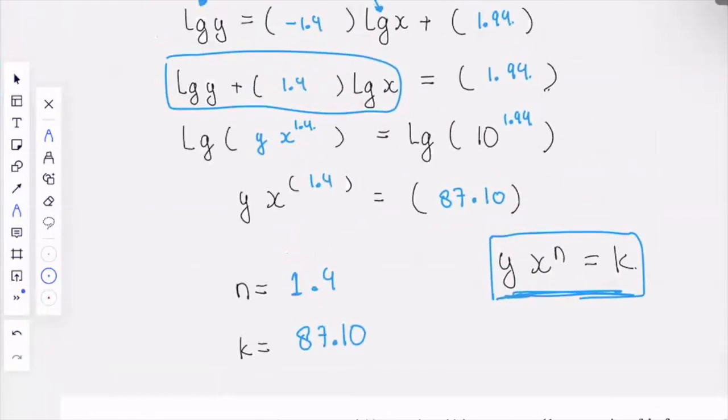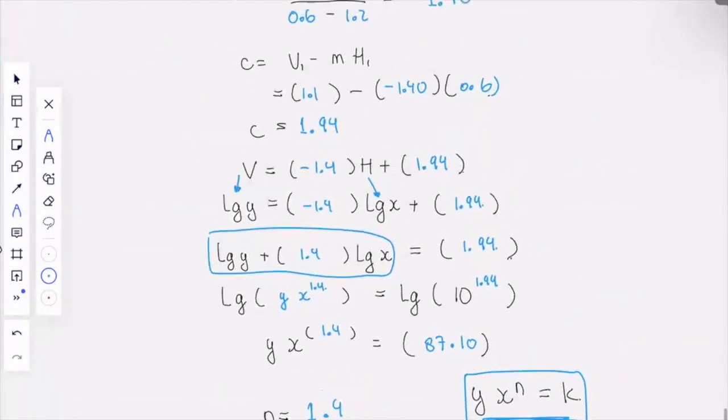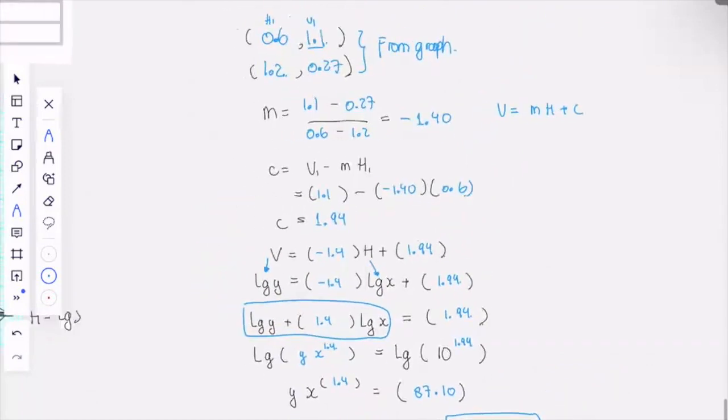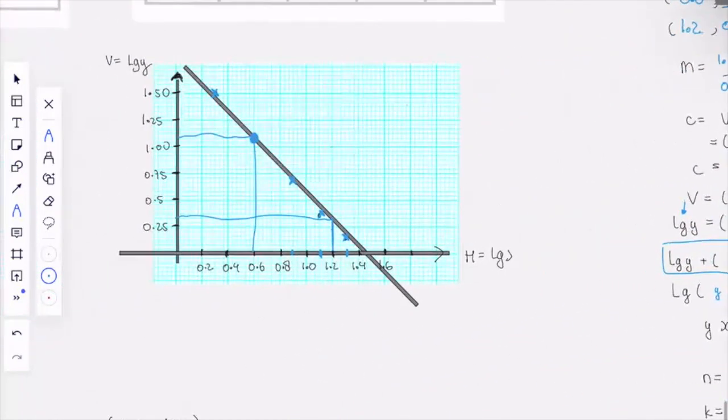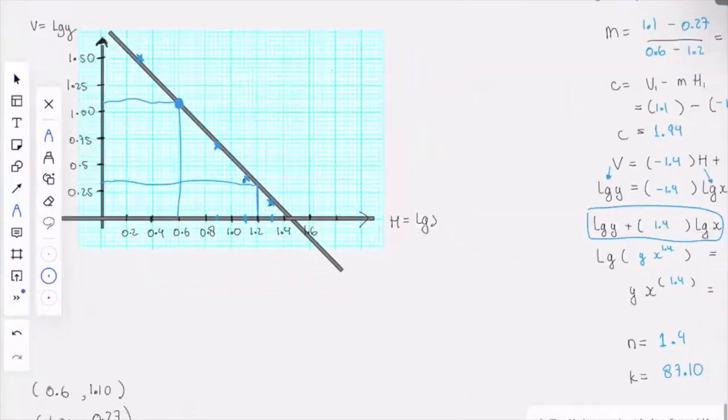That's it. They ask you to find k and n. We find k and n using algebra. Yeah, and we also need to draw. Your answer might be a little bit different from mine because the way you draw the lines will be different. Yeah, but it's supposed to be near, not too much different.